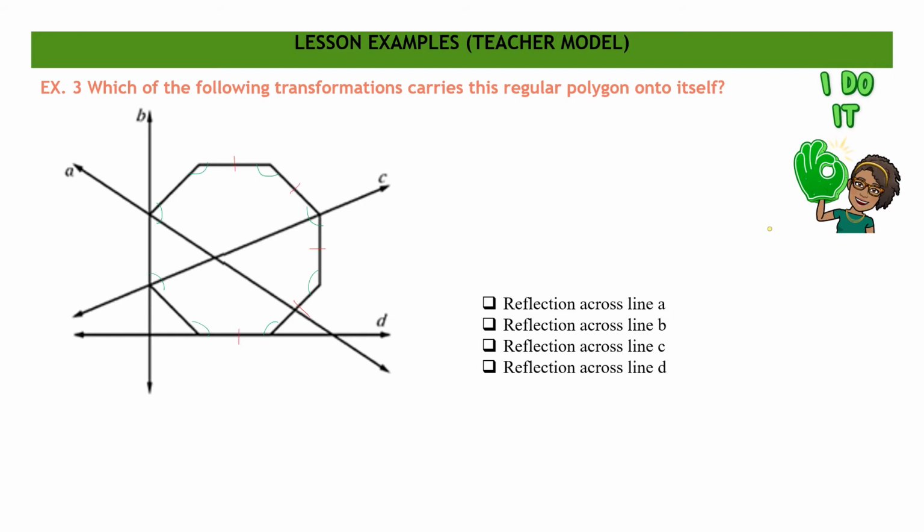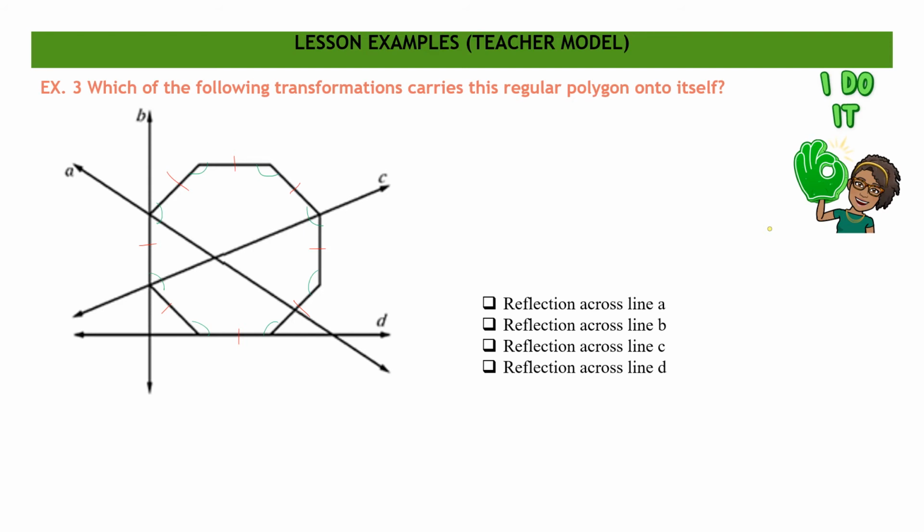So we have a regular octagon, and we are trying to determine which of these transformations can reflect this polygon back onto itself, meaning that if I folded it along a certain line, if I reflected it along a certain line or flipped it along a certain line, will it fold back onto itself?